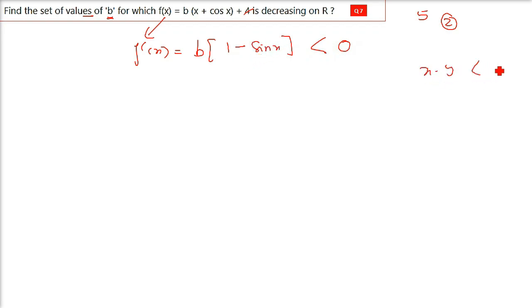See, x into y is less than 0 means what? One can be positive, one can be negative, or you can reverse the thing also. 1 minus sin x. Now what is 1 minus sin x? What are the values it will fall in? See, sin x is between what? -1 and 1.